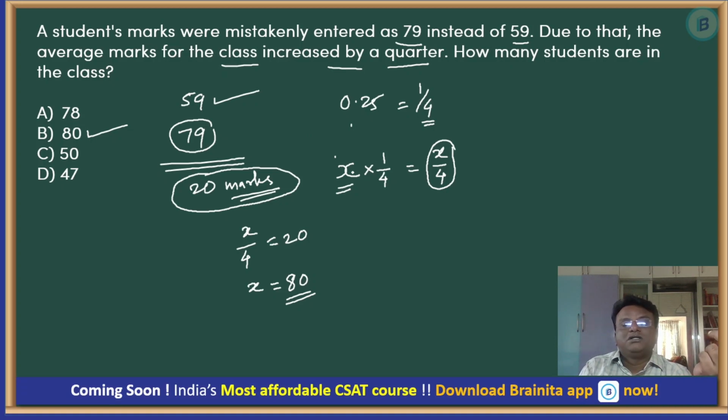We only know the increase of the entire class because we know the value of that increase. So class size is X, increase is 1 by 4 per student. So X by 4 overall increase, which is nothing but 20. So X is equal to 80. That's your answer to this question.